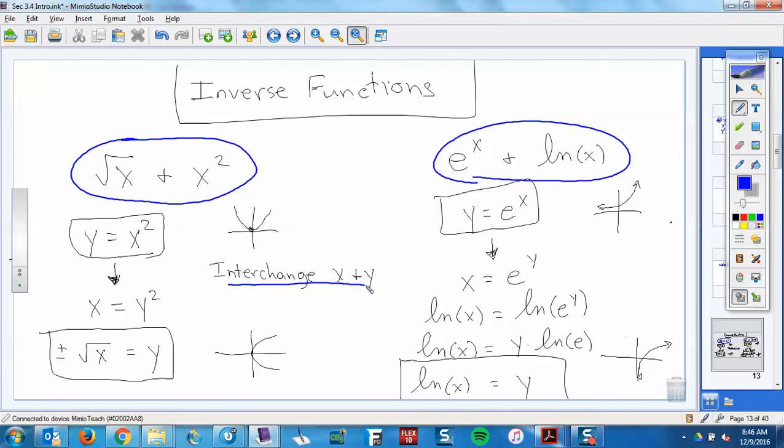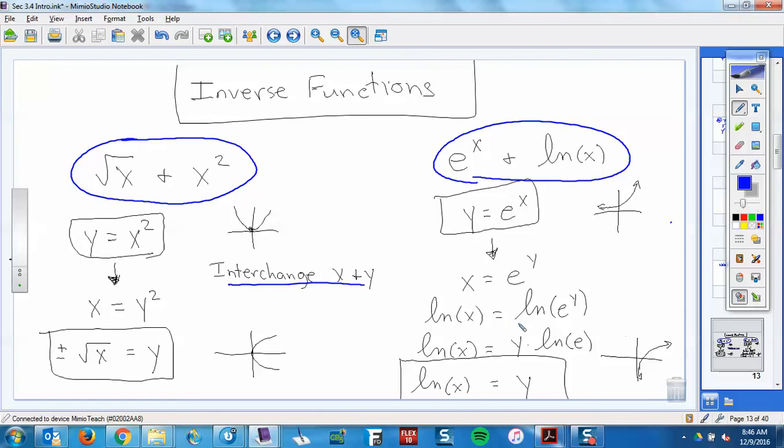Now, remember this part of inverse functions: you interchange the x and the y. Interchange the x and the y. So if I take y equals e to the x, I interchange the x and the y, and then I try to solve for y. That's what we usually do in inverse functions. So if I try to solve for y, I take the log of both sides and get ln x.